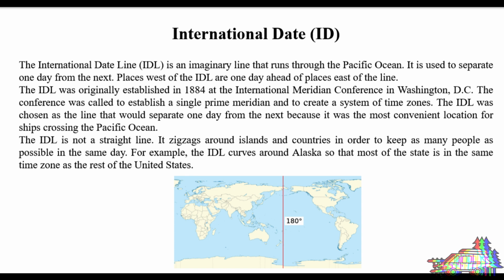The IDL is not a straight line. It zigzags around islands and countries in order to keep as many people as possible in the same day. For example, the IDL curves around Alaska so that most of the state is in the same time zone as the rest of the United States.